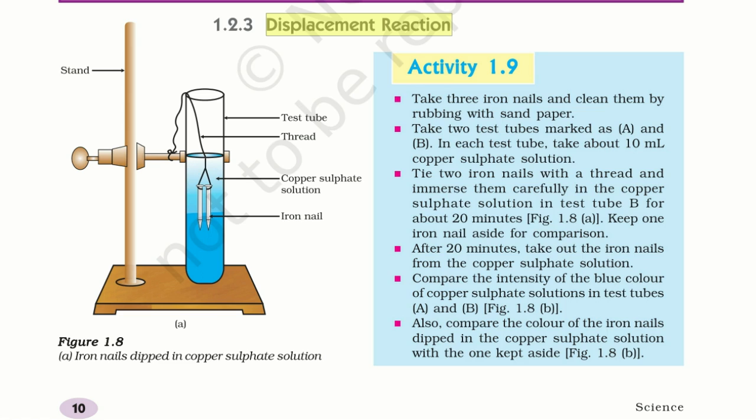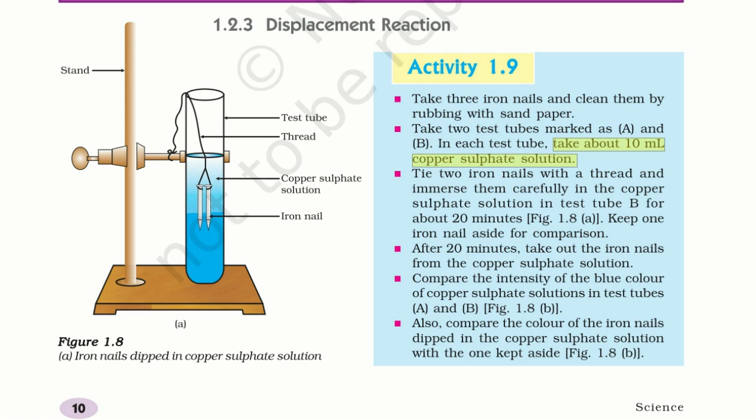Activity 1.9. Take 3 iron nails and clean them by rubbing with sandpaper. Take 2 test tubes marked as A and B. In each test tube, take about 10 ml copper sulfate solution. Tie 2 iron nails with a thread and immerse them carefully in the copper sulfate solution in test tube B for about 20 minutes.